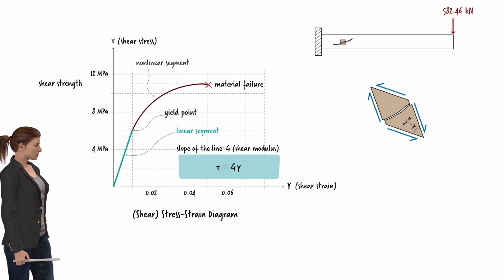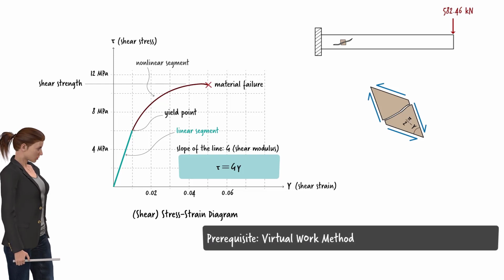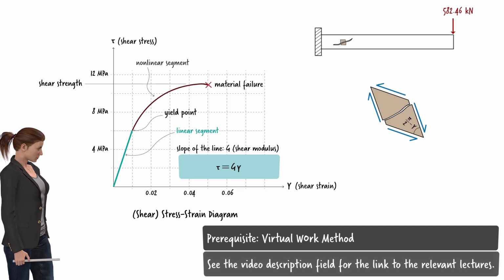Let's see how the expression for the deflection of a typical beam due to the shear force can be derived using this equation. The following presentation assumes that you are familiar with the virtual work method for calculating deflection in beams. This method was explained in our previous lectures. You can find the related video lectures in our online course. See the video description field for the link.